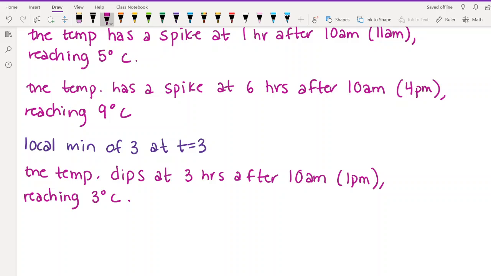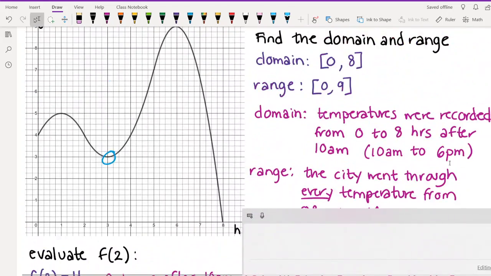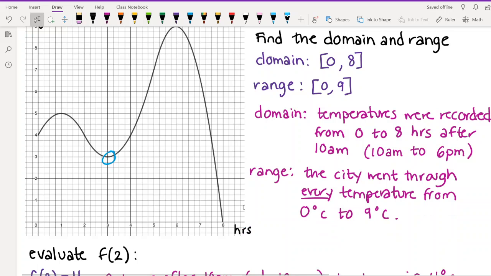However, that's not the lowest temperature overall, right? If we look back at our picture, we can see that the temperature actually does go lower than that later on. But it's this kind of dip that we're looking for, right? A place where it goes lower, but then it also goes back up. That's really what a local max or min is. It's not so much that it's the lowest point in the graph, it's just that it has this certain shape to it where it's dipping or spiking.